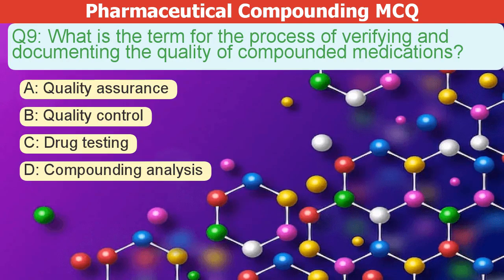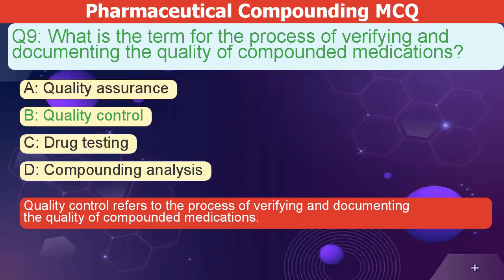What is the term for verifying and documenting the quality of compounded medications? A. Quality assurance. B. Quality control. C. Drug testing. D. Compounding analysis. The correct answer is B. Quality control refers to the process of verifying and documenting the quality of compounded medications.